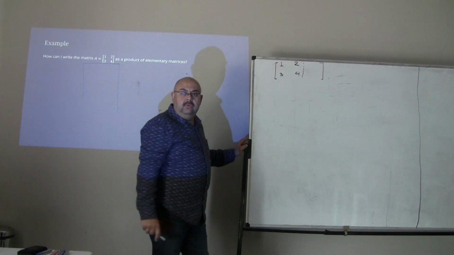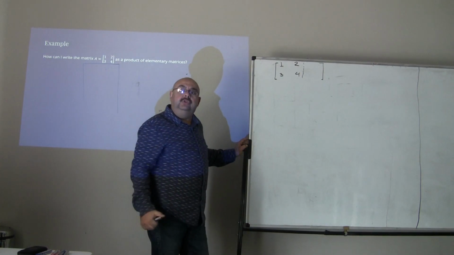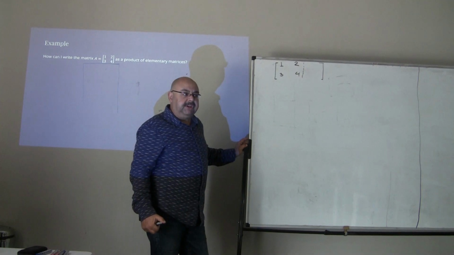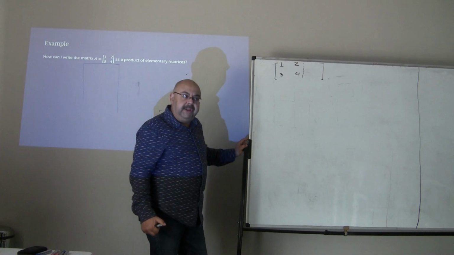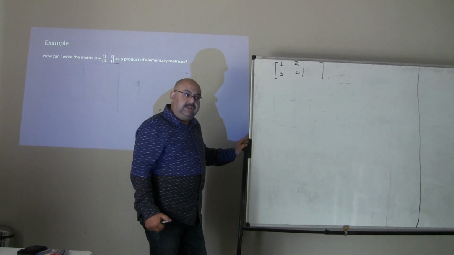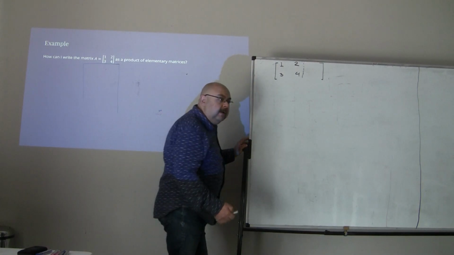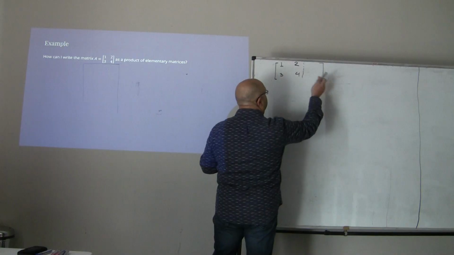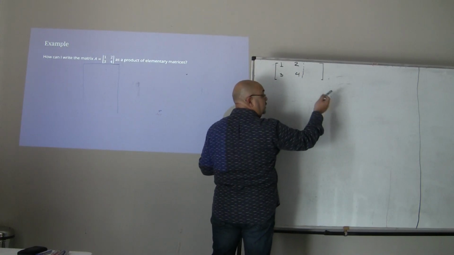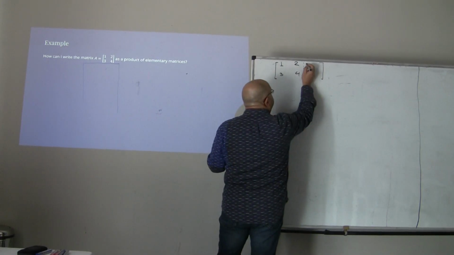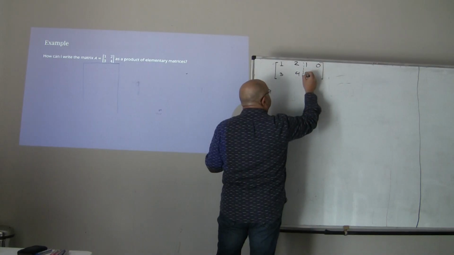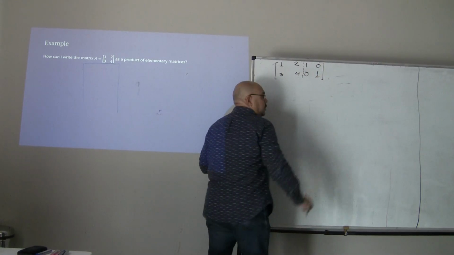And as we talked previously, if I want to get the inverse of this matrix using row operations, I will write a unit matrix of the same dimension beside it, to the right of the equivalent side. So it's going to be 1, 0, 0, and 1.